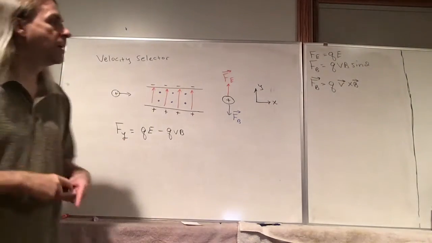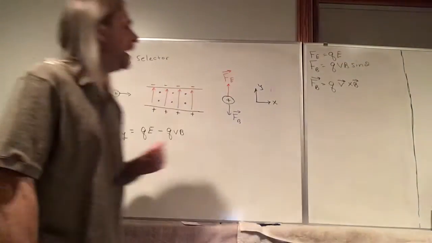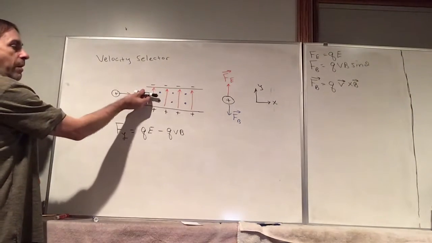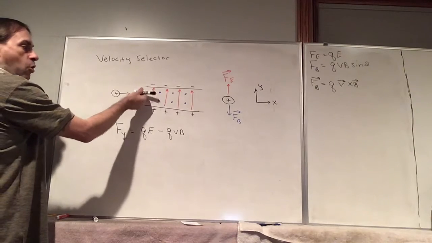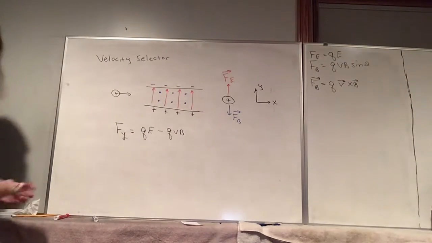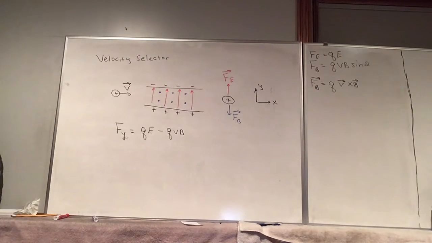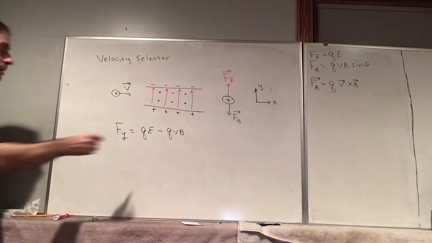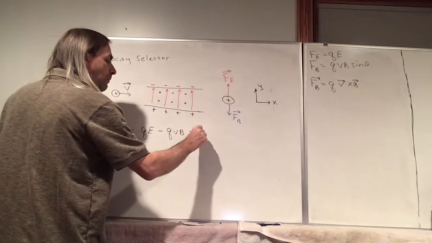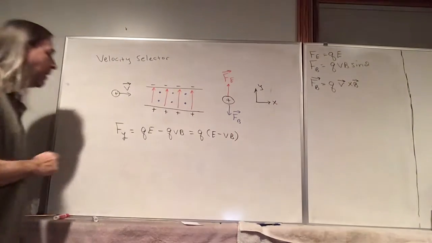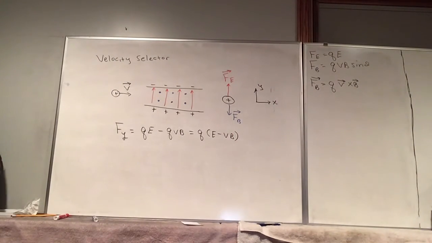Now the formula, we have a QVB sine of theta. Theta is the angle between the velocity and the magnetic field. So we have a velocity in this direction, the magnetic field is coming out of the board. They're perpendicular to each other. That's a 90-degree angle, and sine of 90 is 1. We can factor the Q out of it. And that's the force in the y direction.